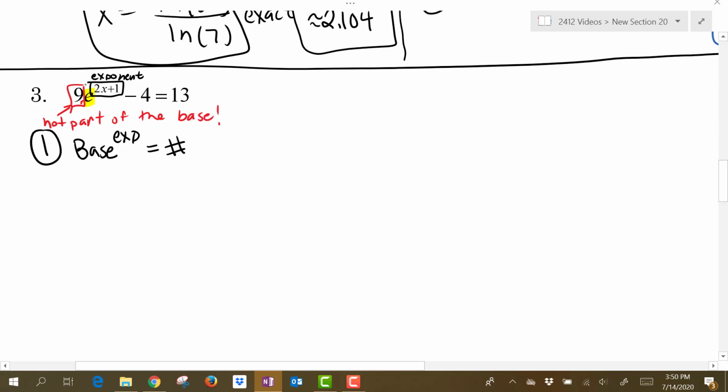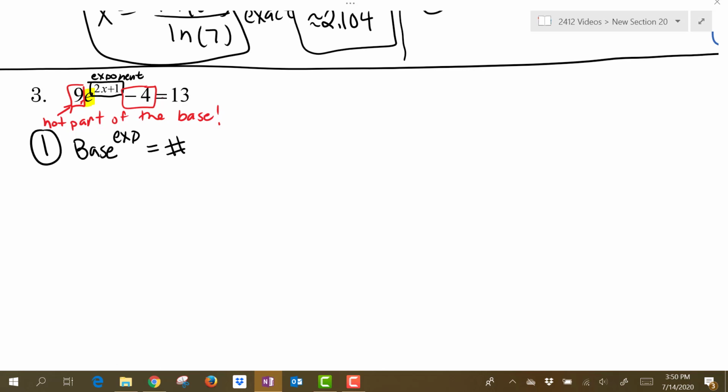So the 9 is not part of the base, and neither is the -4. So both of those things need to go. Alright, so make sure you're extra careful that you can figure out what the base is. If there's something that's multiplied out front of the base, it is not part of the base.